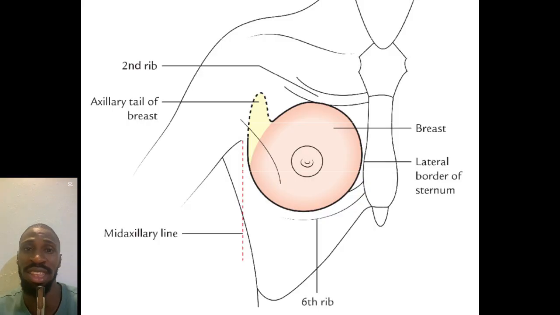So in the medial axis, it is bounded by the sternum. In the lateral axis, it is bounded by the mid-axillary line. While superiorly, it begins from the second rib. Inferiorly, it goes to the sixth rib. So second rib to the sixth rib, up and down, and medially the sternum, laterally the mid-axillary line. And the shape is either conical, hemispherical, or piriform shape. Don't forget it.